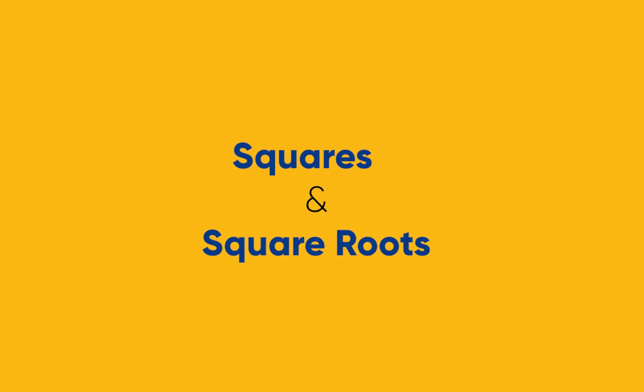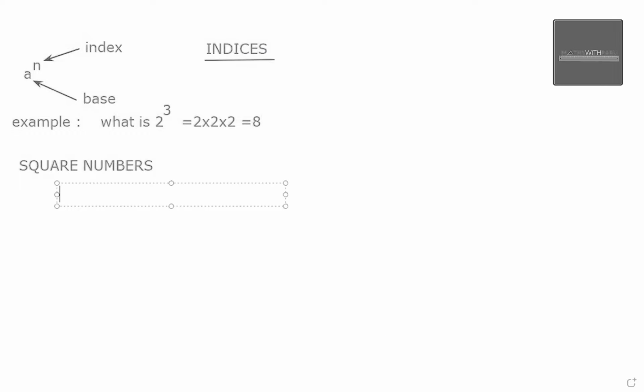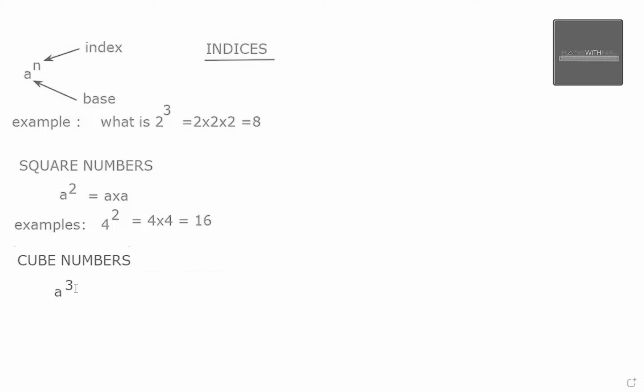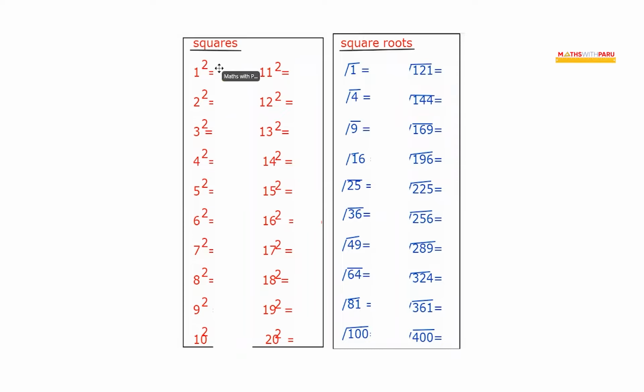In this video, we shall be discussing squares and square roots of numbers from 1 to 20. My previous videos would have explained how a square and a square root can be found, and a cube and a cube root. Now, what is 1 squared? It's 1 into 1, which is 1. What is 2 squared? 2 into 2, which is 4.